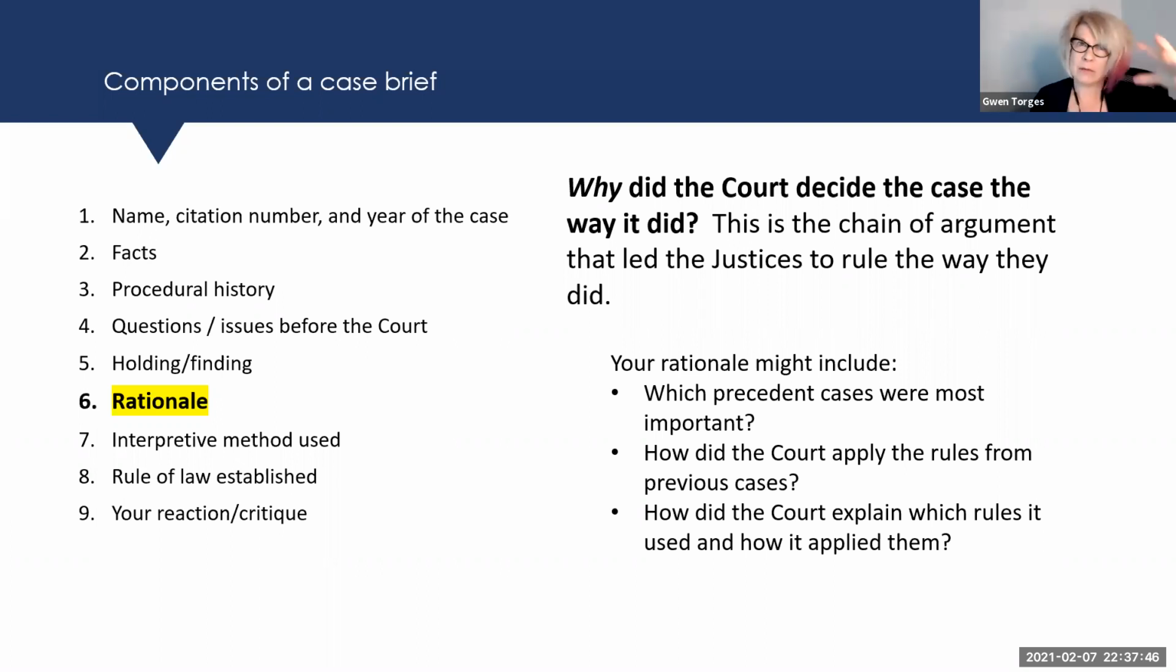So things that a rationale might include, depending on the case, are which precedent cases the court really focused on as being most important. How did the court apply those rules in this case? How did they explain from these precedent cases which rules they were going to rely on? And how did they say that this case is different from previous cases? Because this case has obviously brought up something just a little bit different, or else we wouldn't be at the Supreme Court deciding it.